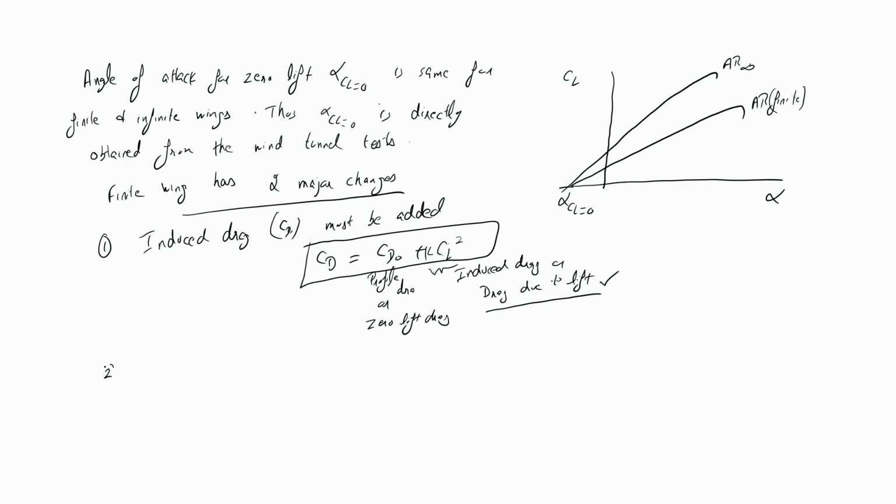And the second observation was that the lift curve slope of a finite wing is less than the lift curve slope of an infinite wing.